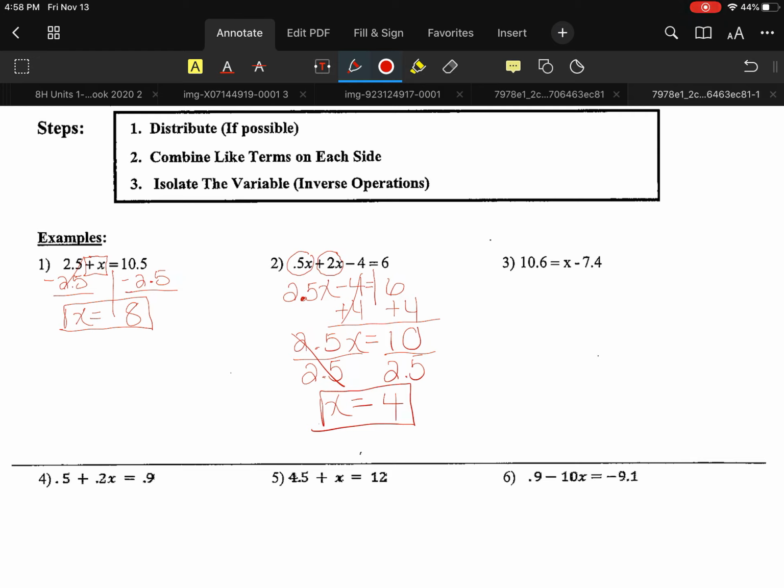If you want to check your work, you can then go ahead and substitute that 4 in, make sure it checks out and equals 6 right in the calculator. So you could do 0.5 times 4 plus 2 times 4 minus 4 equals, and make sure it comes out to be 6.